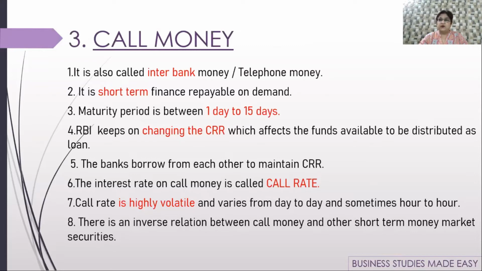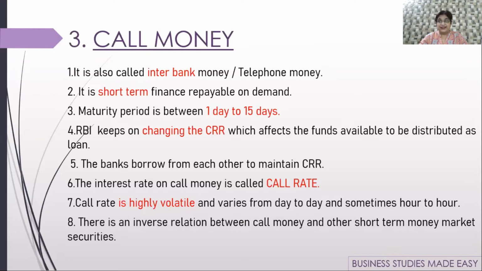Then RBI keeps on changing the CRR. And because of the CRR, the funds available with the bank to distribute as loan becomes less. And if people come to take loan and you don't have the money, then you need it. So normally the bank asks the RBI, but to tide over that small period before RBI can actually reach the money to you, they take it from another bank, which is called call money. So the banks borrow from each other to maintain this CRR.